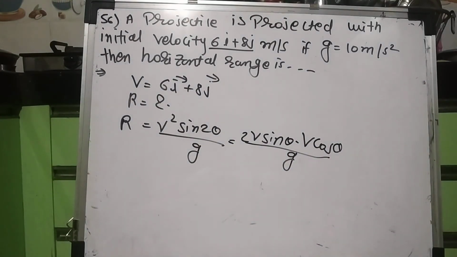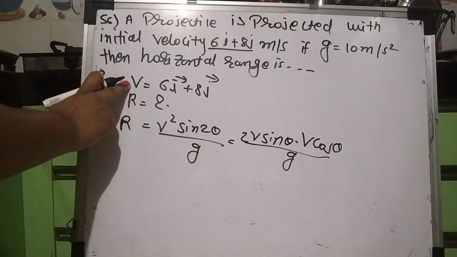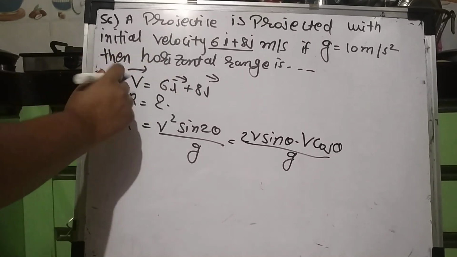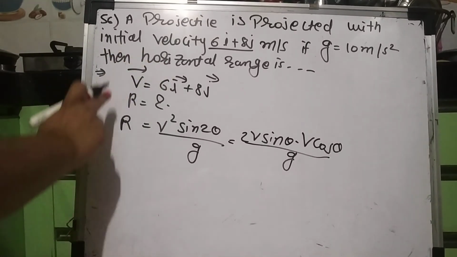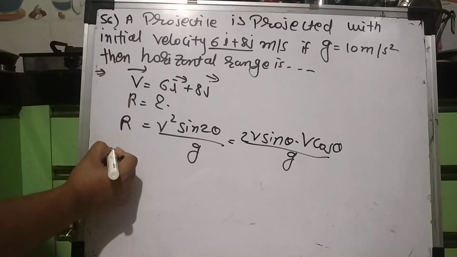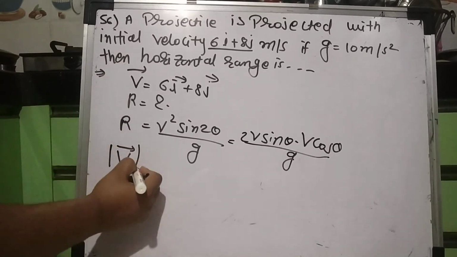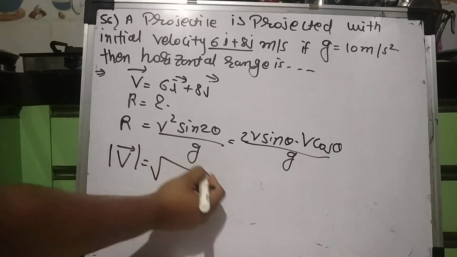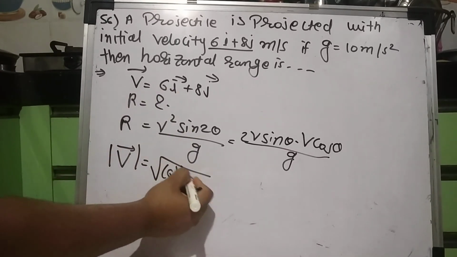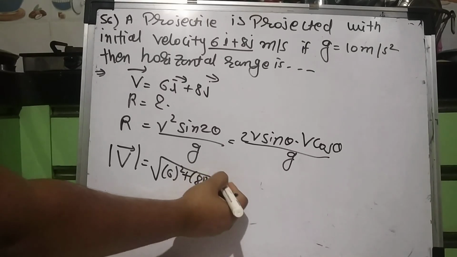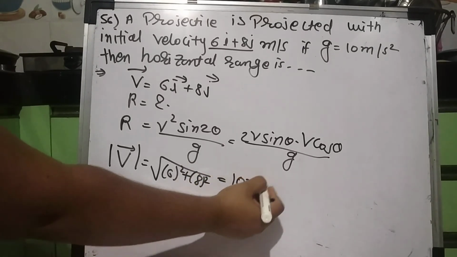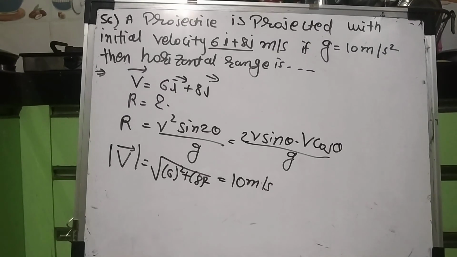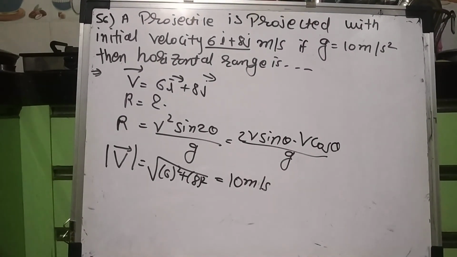So simply, first calculate v cos theta and v sine theta. Given is what? V. The velocity is given in vector form. Convert it into magnitude form. If we take the mod of this vector form, under root of what? 6 square plus 8 square, is equal to what? 10 meter per second. 6 square is 36 and 8 square is 64, that is 100, and under root of 100 is 10.